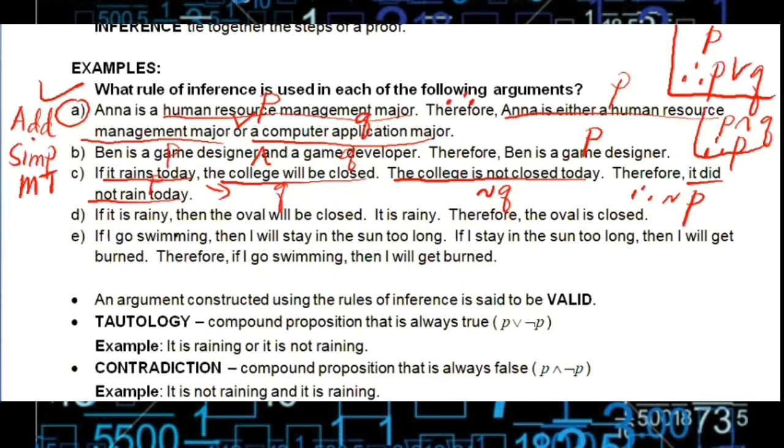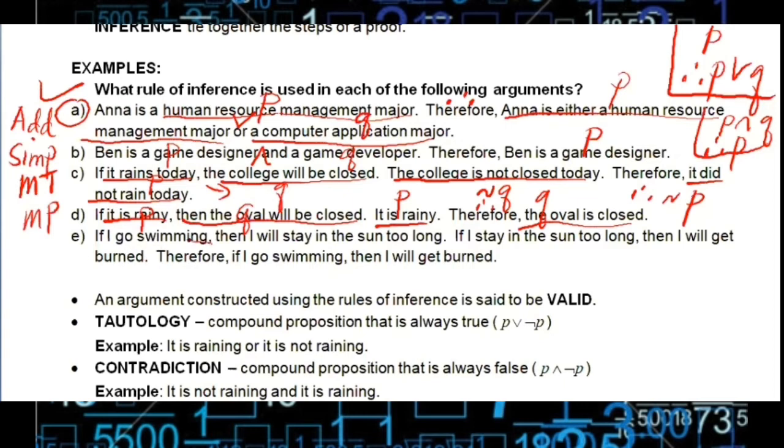Letter D. It is rainy. If it is rainy, so this is your P, then the oval will be closed. So this is your Q. It is rainy, so naulit si P. Therefore, the oval is closed. Therefore, Q. So anong formula yon? Modus ponens.